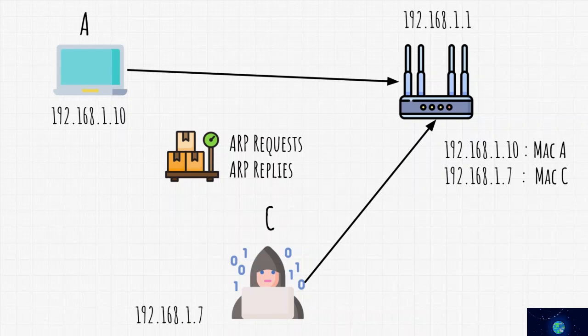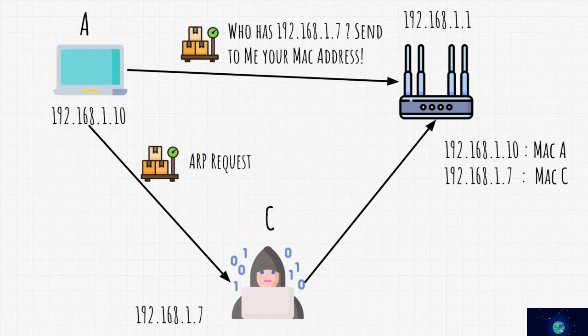A request would look something like this. Let's say machine A wants to communicate with our Kali Linux machine. To do that, it must know our MAC address, so it sends the ARP request to the broadcast address, which simply means every machine on the network will get that ARP request. And with that ARP request, machine A asks who has an IP address of 192.168.1.7.